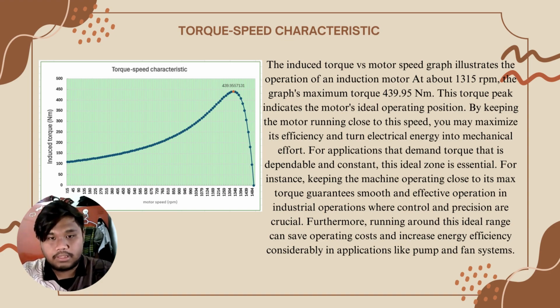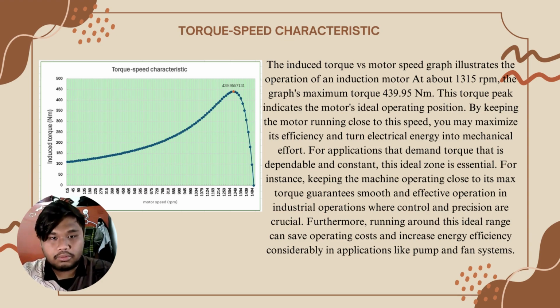So now I will be presenting the torque speed characteristic. As you can see in the graph, it is induced torque versus motor speed. The induced torque versus motor speed graph illustrates the operation of an induction motor at about 1315 RPM. The graph maximum torque is 439.95 Nm.